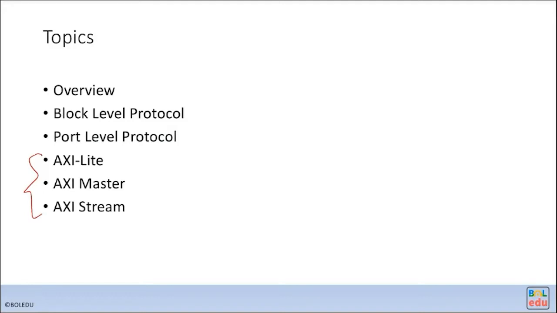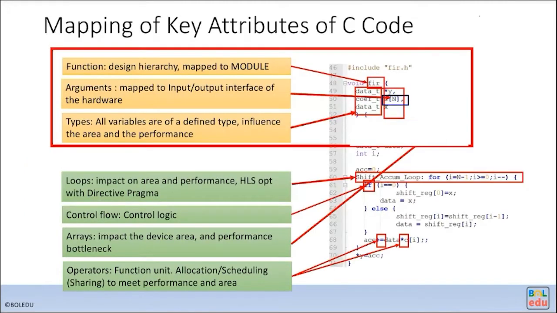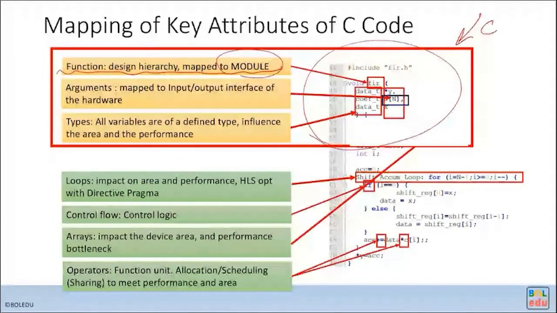So let's go back to look at the C code, and today we mainly cover this part, the function header part. In particular, there is the function hierarchy that's defined, mapped to the Verilog module level. And for the arguments, those are the module I/O ports and the data type. The data type affects the performance and the area a lot. And there are protocols associated.